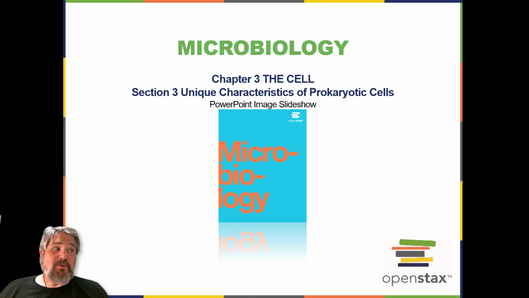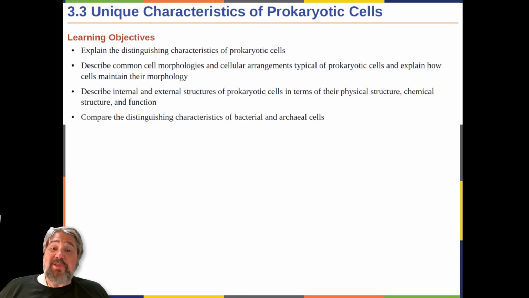Welcome back to Chapter 3, The Cell, starting Section 3, Unique Characteristics of Prokaryotic Cells. Learning objectives. Explain the distinguishing characteristics of prokaryotic cells. Describe common cell morphologies and cellular arrangements typical of prokaryotic cells, and explain how cells maintain their morphology. Describe internal and external structures of prokaryotic cells in terms of their physical structure, chemical structure, and function. Compare the distinguishing characteristics of bacterial and archaeal cells.